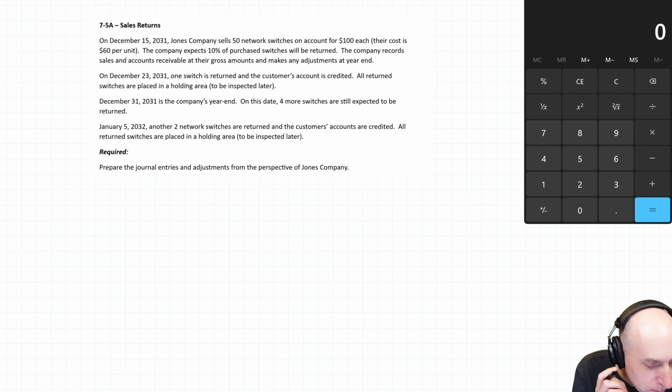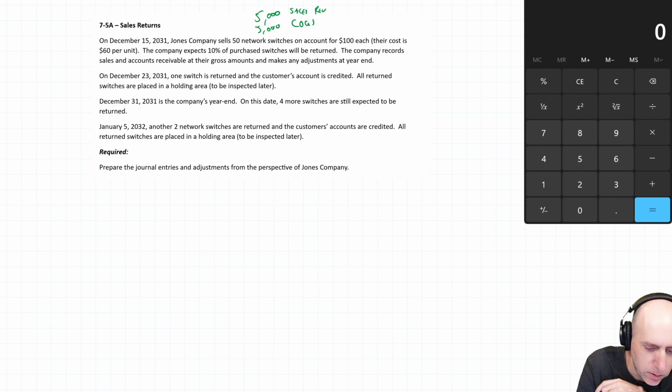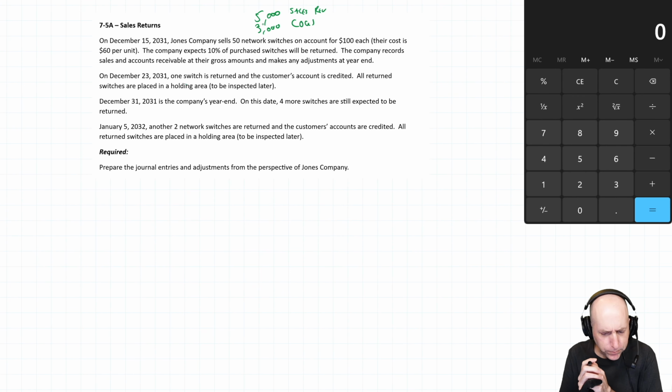On December 15th, 2031, Jones Company sells 50 network switches on account for $100 each. So 50 times 100, that's $5,000 in sales revenue. And their cost is $60 a unit. Well, 60 times 50, that's $3,000 in COGS, and we can figure out the gross profit here is $2,000.